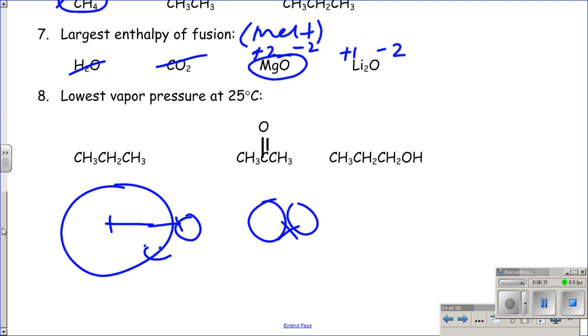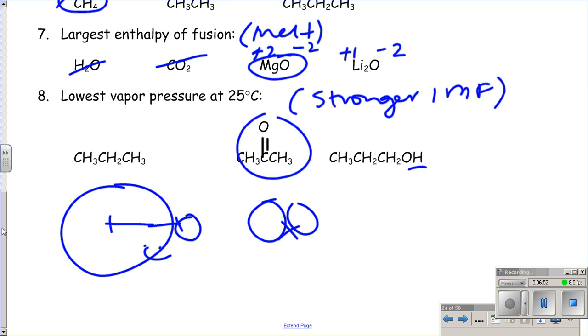Lowest vapor pressure means what? Doesn't vaporize. Doesn't vaporize means strong attraction for itself. Strong attraction for itself means high intermolecular forces. So strong IMF. Who? Why this one over this one? Okay, this one has what kind of IMF? So I mean circle that. What kind of IMF is here?